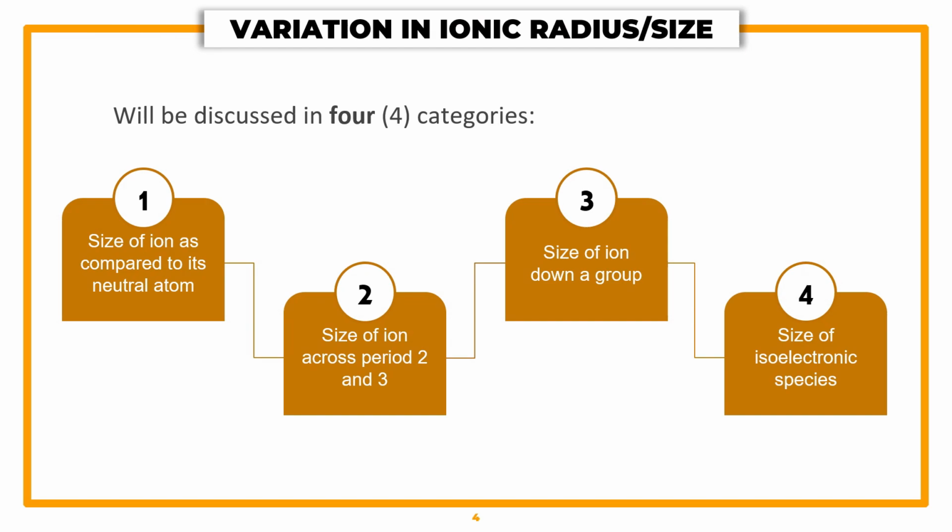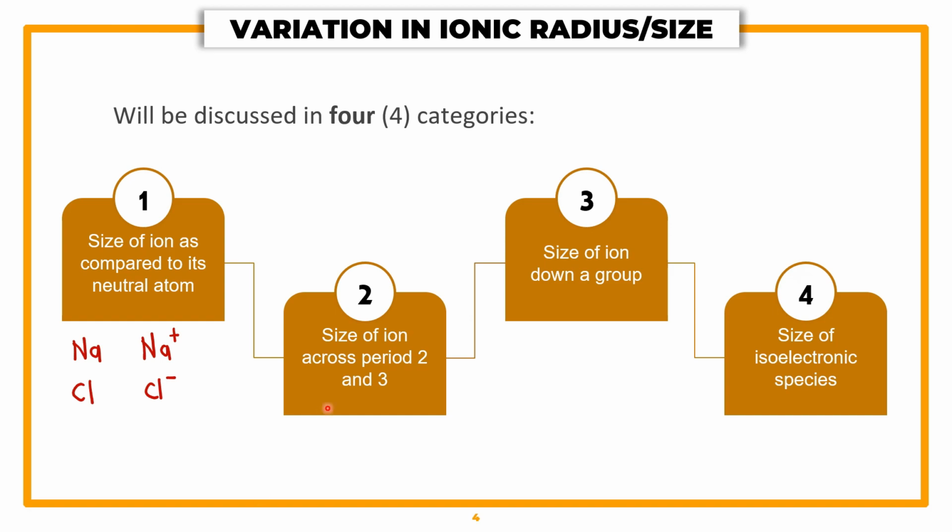Variation in ionic radius or ionic size can be discussed in these four categories. The first one is the size of ion as compared to its neutral atom. So we are going to see how the size of the anion and cation changes from the size of the neutral atom. So for example, we can have sodium atom. From the sodium atom, we will see what happens to the size of its ion, that is Na+. So Na+ is the sodium ion, which is a cation. And we can also see the variation of the ionic size between chlorine atom and its anion, that is Cl-.